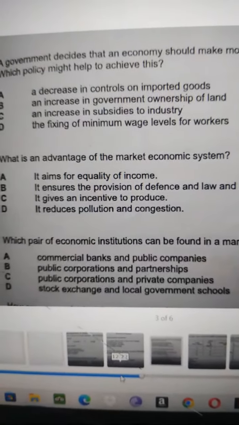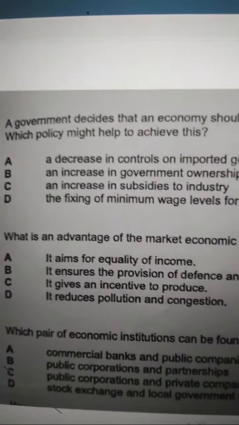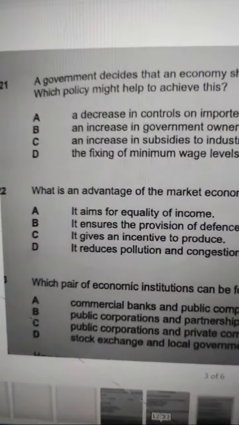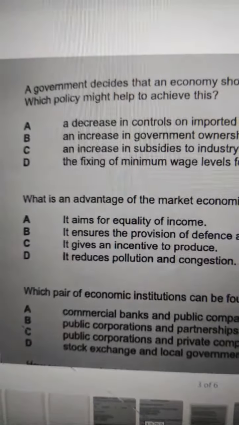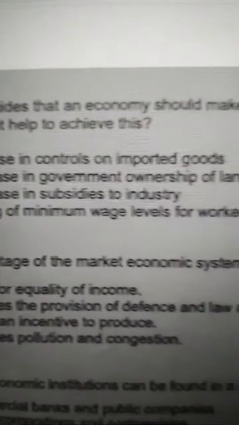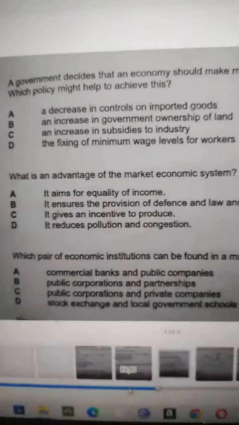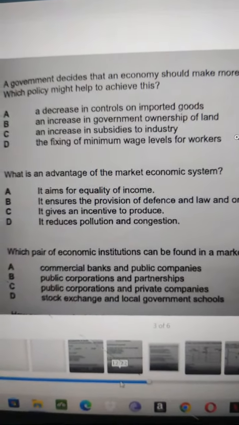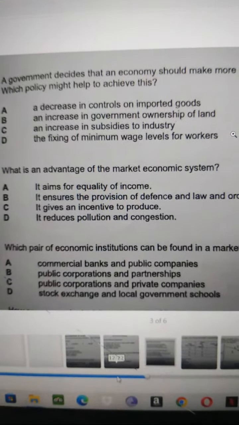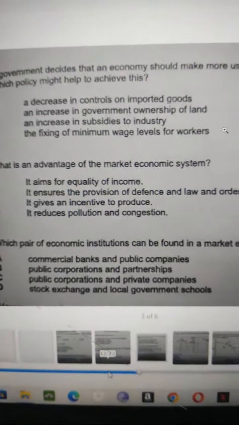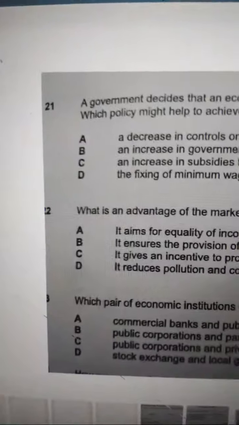But the question is asking, the government would try to increase the role of the markets. It means that you are moving towards a more free market economy. What is the answer? A decrease in the controls on the imported goods. The government is taking away its control and giving more control to the private producers to import goods and services. A is the correct answer for this one.